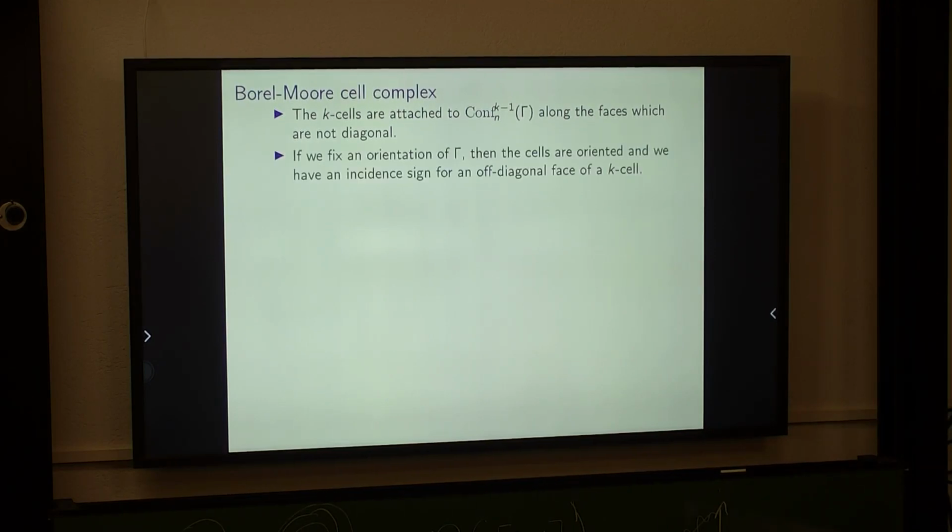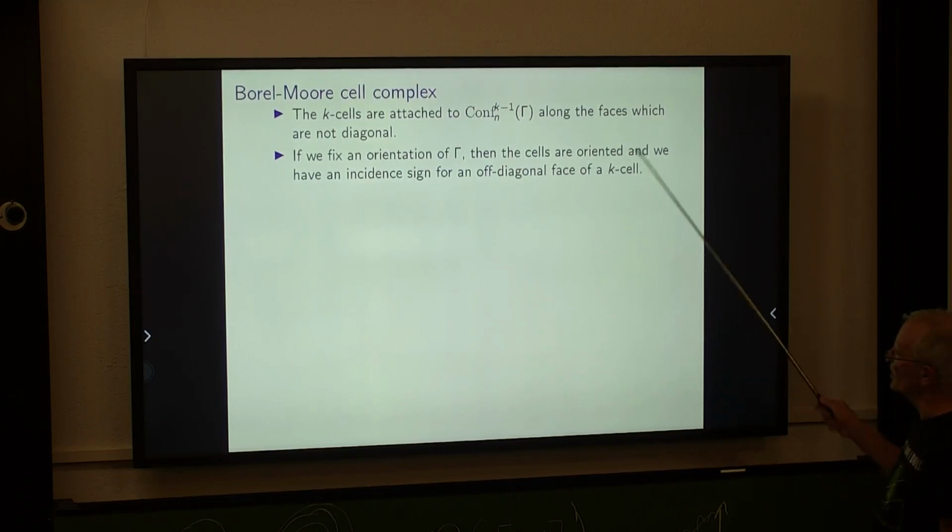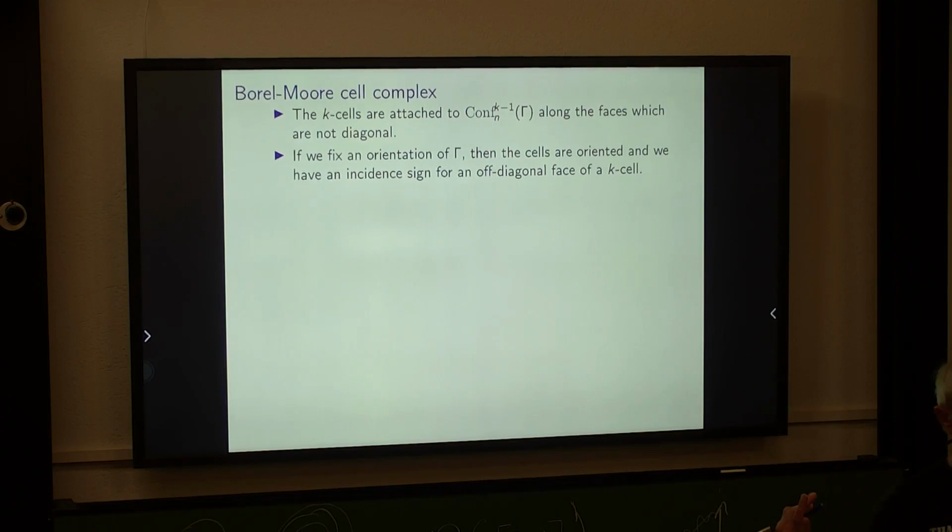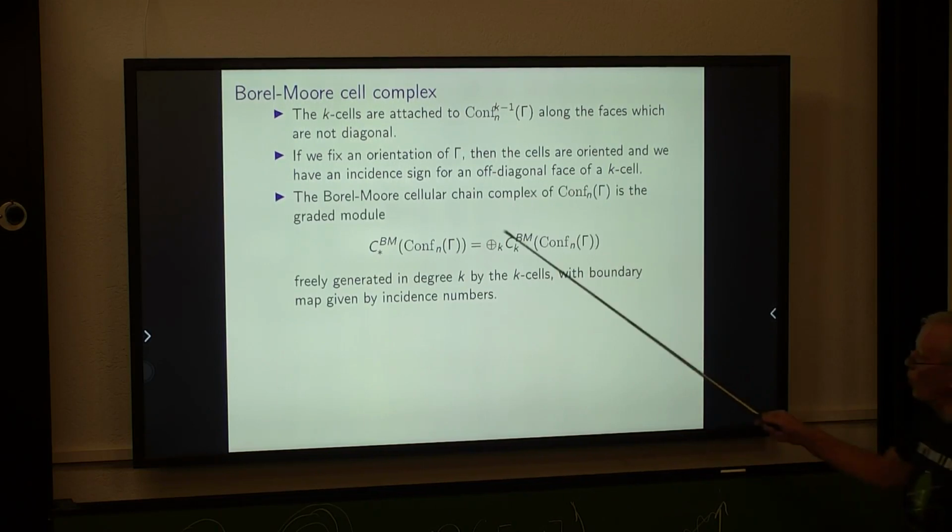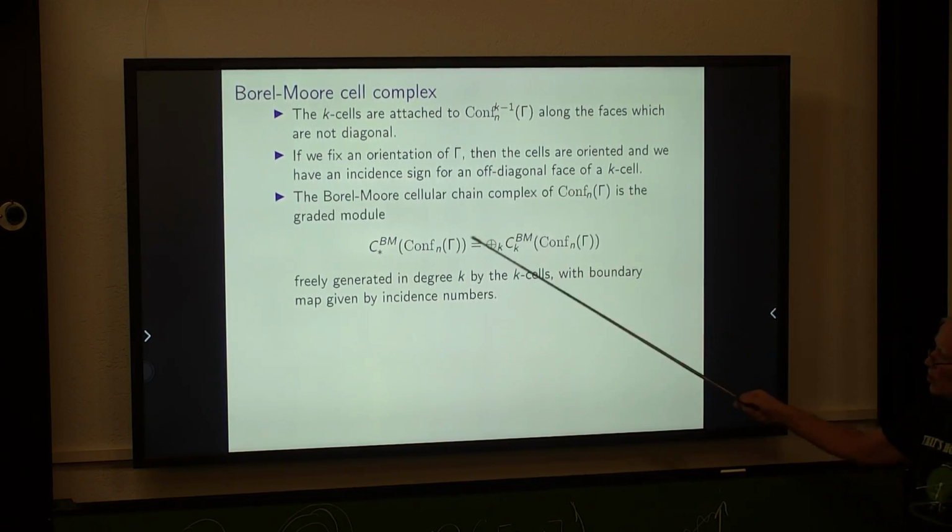And if we fix an orientation of gamma, then the cells are oriented, and we have, as usual, incidence signs on the faces when we glue, as usual, plus or minus 1. So that we get a Borel-Moore cellular chain complex, which is this graded module generated by the cells with boundaries given by incidence number. So this will compute, it's easy, it's similar to the usual case, the standard homology of configuration. Now I want to do it with local systems.